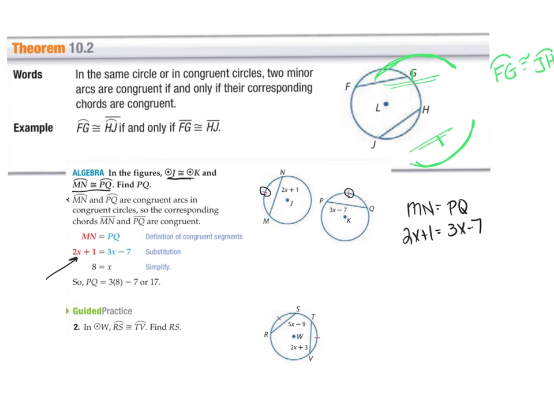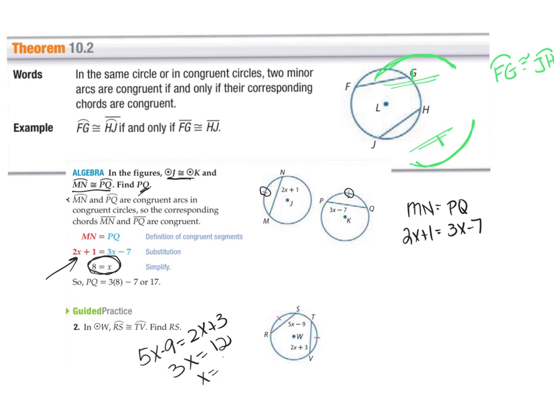Once you work out that problem, make sure you go back and plug in the answer, because they asked for the length of PQ. They didn't ask for the value of X, although we have to find the value of X to get to the answer. Make sure you go back and answer the question that was asked. So in the guided practice example here, again, we're told that arc RS and arc TV are congruent arcs, so we need to set this up so that their chords are equal.